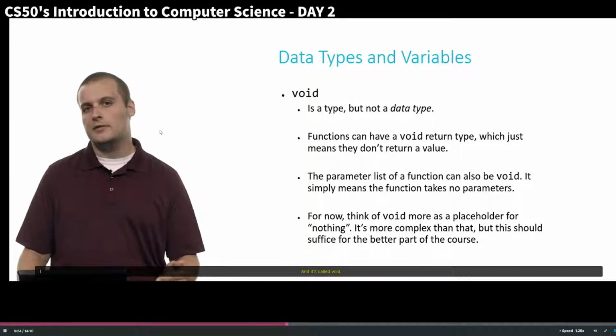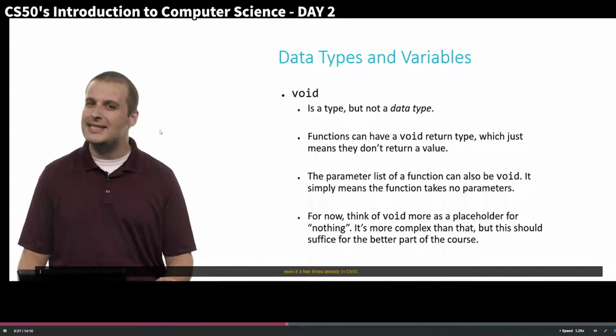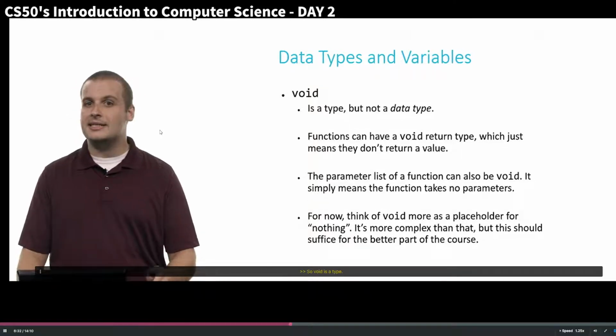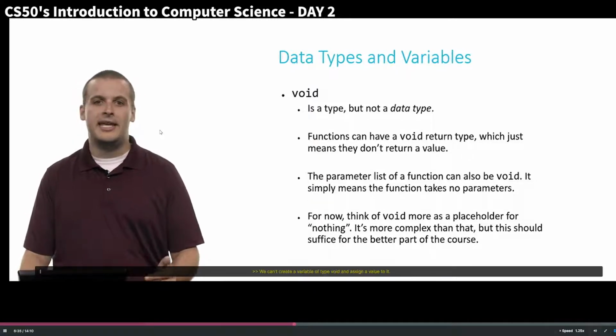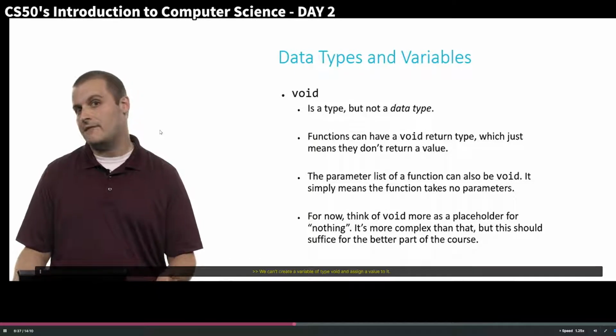Now, this is not a data type. This is a type, and it's called void. And I'm talking about it here because we've probably seen it a few times already in CS50, and you might be wondering what it's all about. So void is a type. It does exist, but it's not a data type. We can't create a variable of type void and assign a value to it. But functions, for example, can have a void return type. Basically, if you see a function that has a void return type, it means it doesn't return a value.